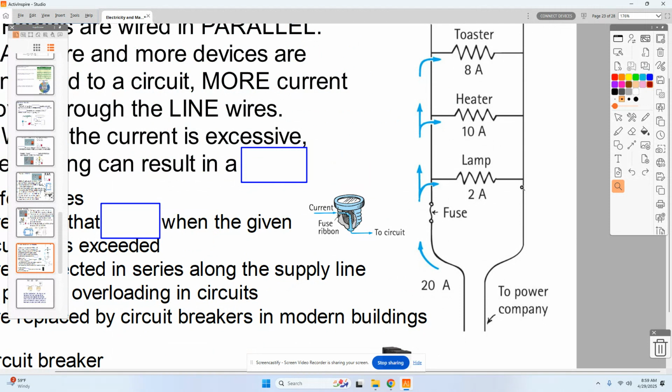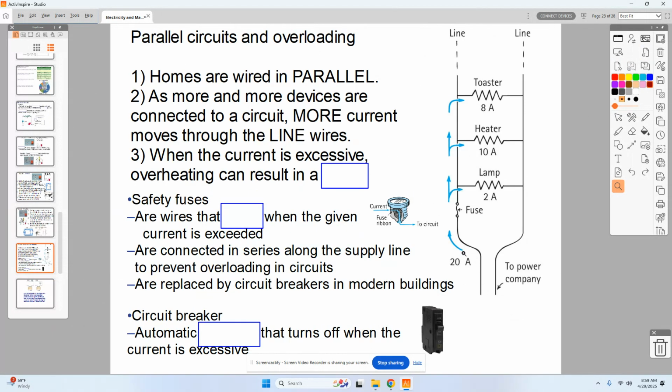The challenge is that as I plug in more things, the amount of current that is being delivered from the line wires continues to grow. You might notice that this is a 20 amp current flowing from the power supply that's from your lighting panel, the thing that's down in your basement that has those little breakers in it, that if you've ever blown a breaker or tripped a breaker, you had to go down and reset. I have 20 amps there.